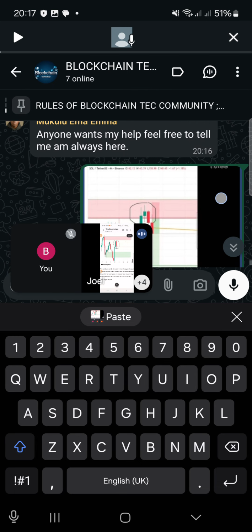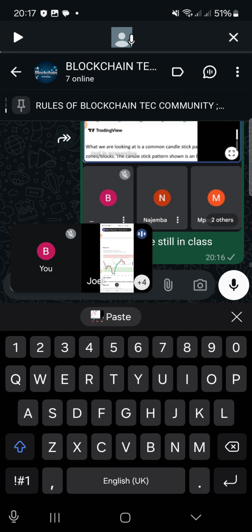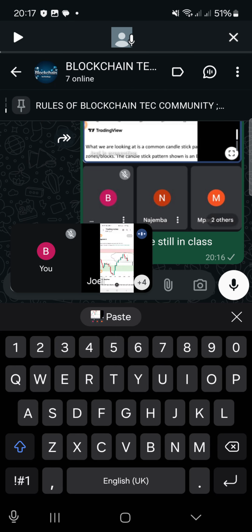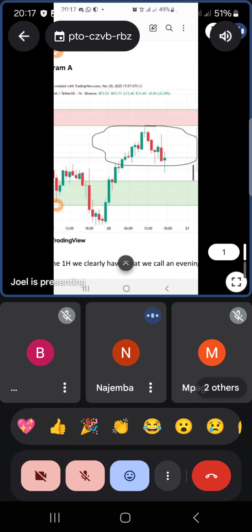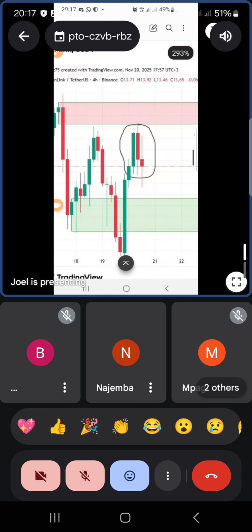This one here, okay, tweezer top. The tweezer tops in the lower time for 1 hour. This is Chainlink, by the way. This was on November 20th. Chainlink, in the 1 hour. Okay, in the 4 hour, we got tweezer tops.